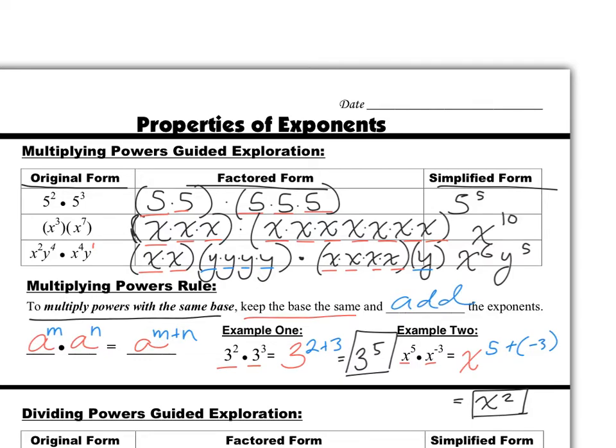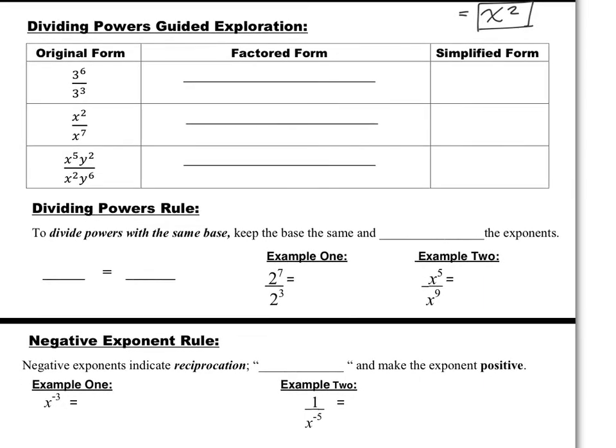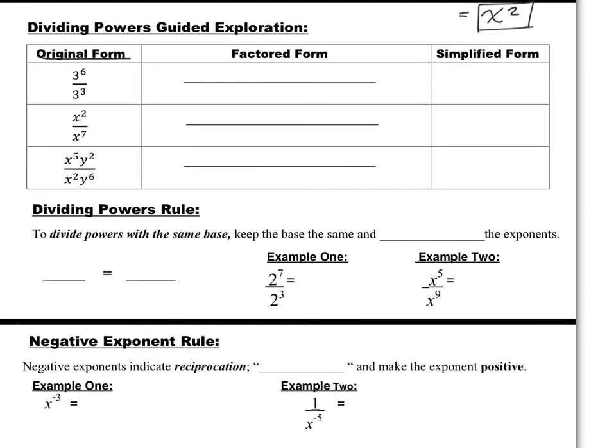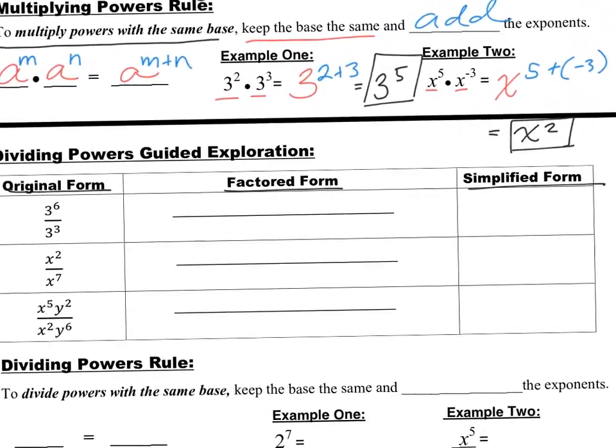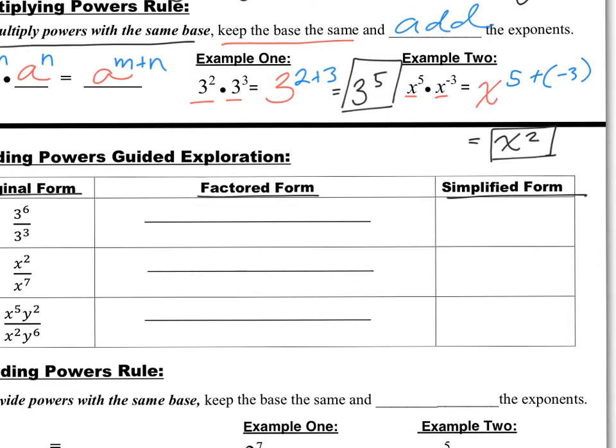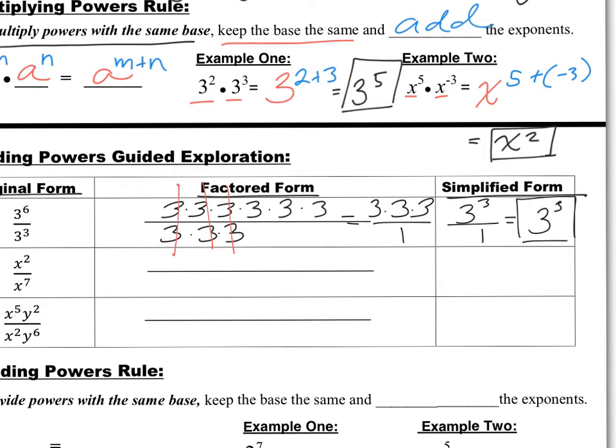So moving on now to dividing powers in a guided exploration. We're going to again go from original form to factored form and simplified form. So 3 to the 6th power. When we factor that out, we get 3 times 3 times 3 times 3 times 3 times 3 divided by 3 to the 3rd power. We simplify this in factored form, and we're left with 3 times 3 times 3 divided by 1. So in simplified form, we can say that this is 3 to the 3rd power over 1. Or we can say 3 to the 3rd power, or 3 cubed.